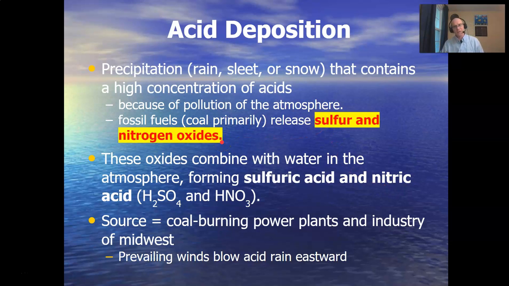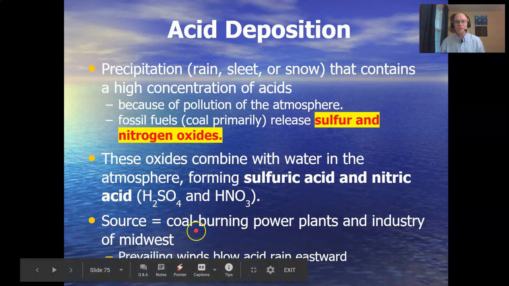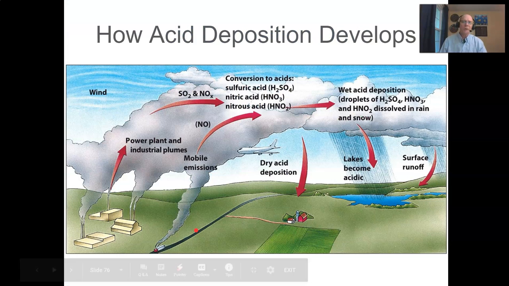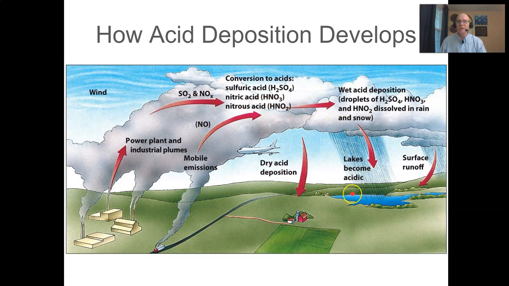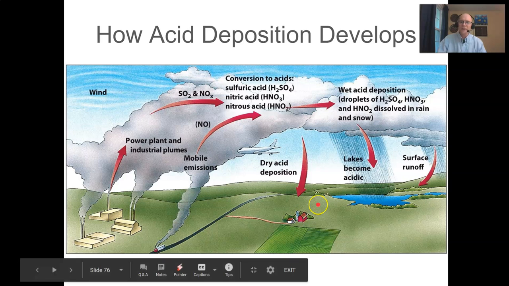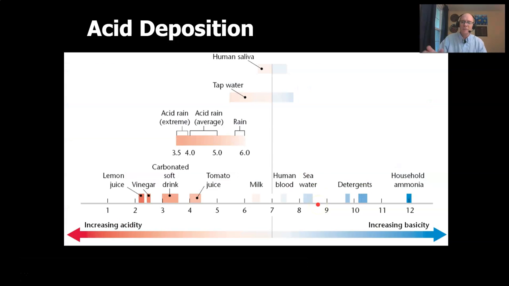The sulfur oxides are coming from coal burning power plants. The NOx is probably coming from the tailpipe of your car. So the source is of course combustion of fossil fuels. Now, it's important to note how it develops. You have your primary pollutants, which are SOx and NOx coming from factories or tailpipes, reactions in the atmosphere with water, and then it falls back to the ground surface in lakes or onto croplands, etc. And you can see how that would be a problem.